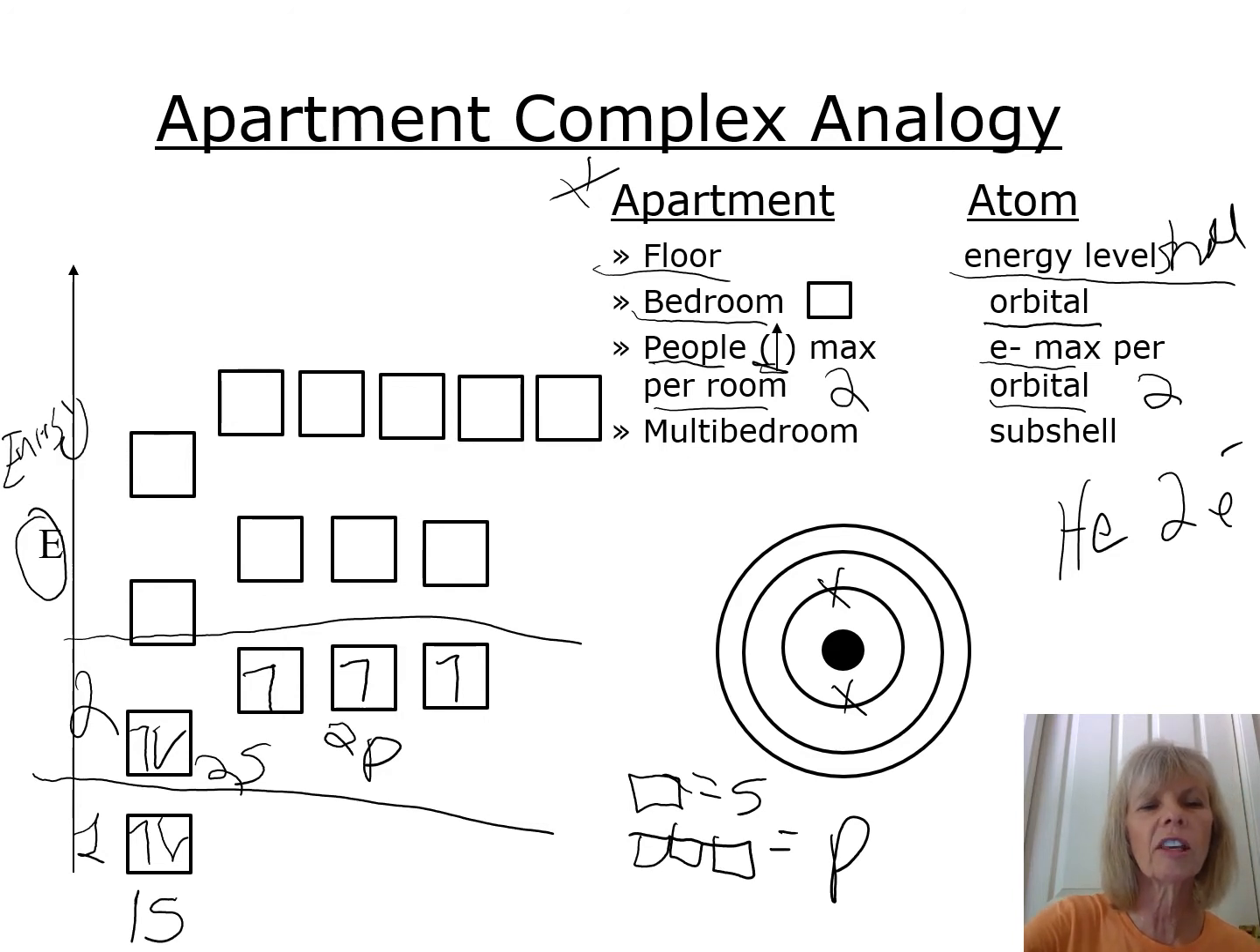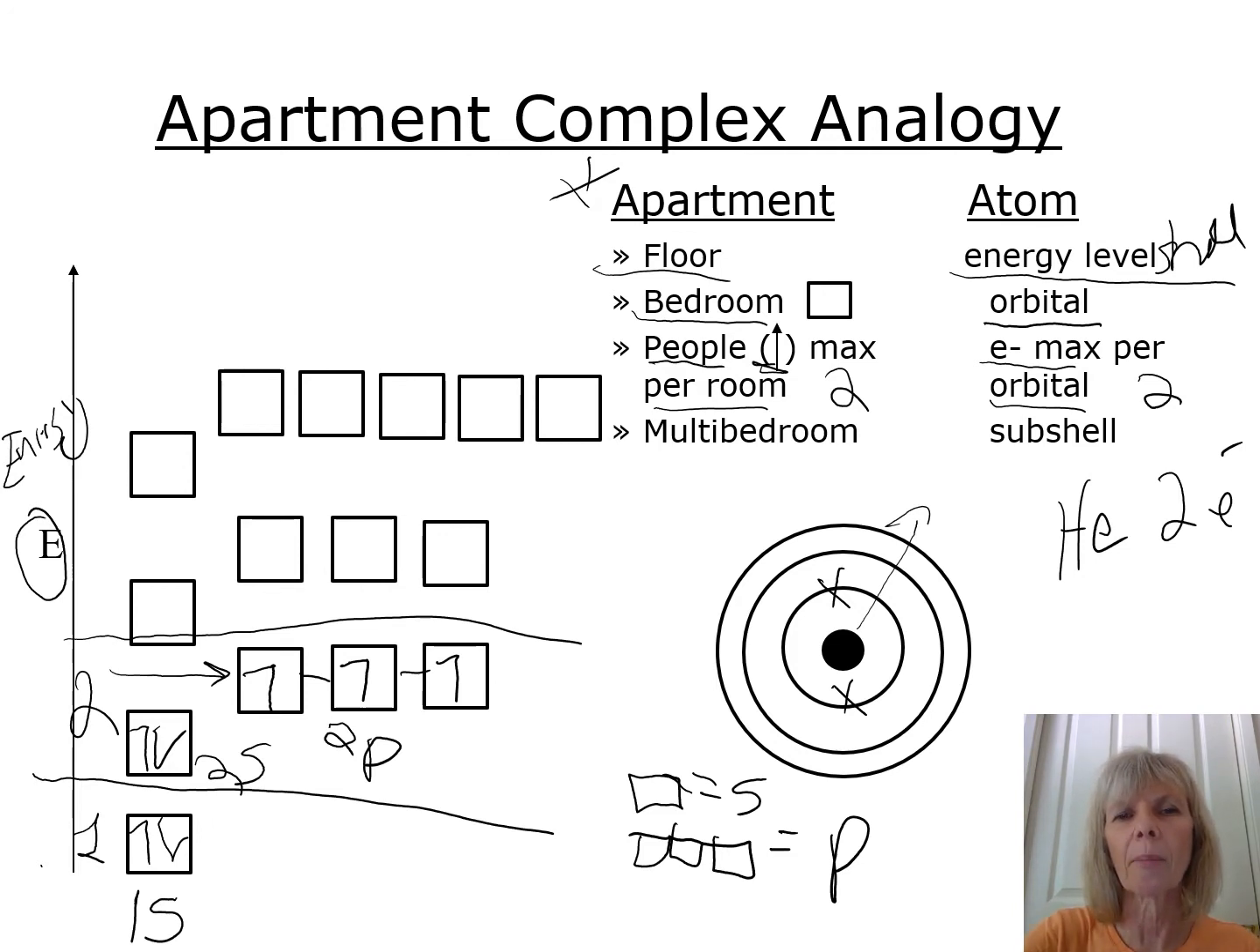Okay, so if we look at these bedrooms here, these are all equal in energy on my energy scale. The 2s apartment is higher in energy, the 1s is lower. The farther you go away from the nucleus, the higher the energy those electrons will have. So 2p, what I want to point out here is the p are equal in energy.